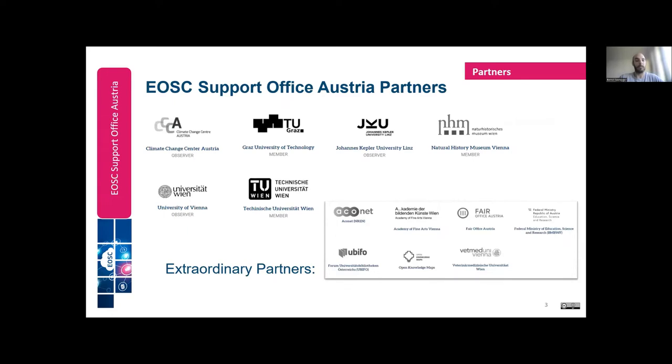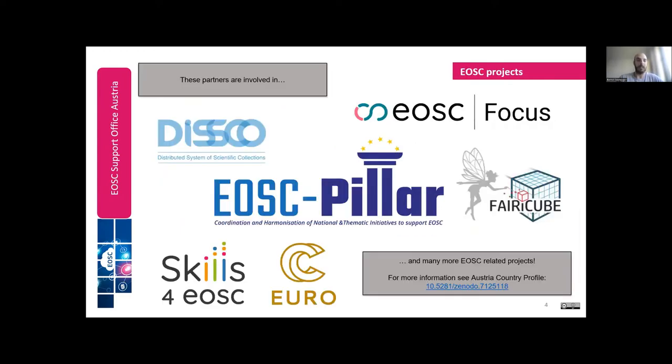The EOSC Support Office Austria is continuously growing. It consists of ordinary partners and extraordinary partners. These partners are involved in many EOSC-related projects. EOSC Pillar, one of the 5B projects where Austria is included, EOSC Focus, Skills for EOSC, only to name a few of them. If you're interested in more information on the EOSC landscape in Austria, please have a look at our latest Austrian country profile in Zenodo.